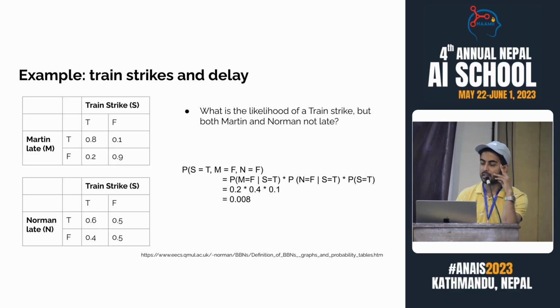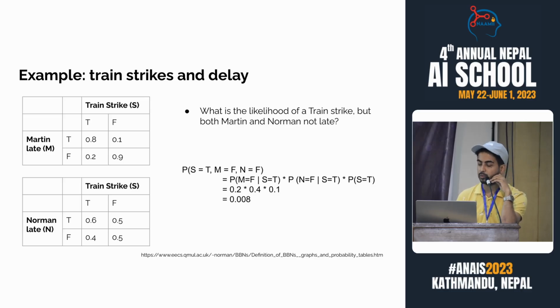The first question: what is the likelihood of a train strike but both Martin and Norman not late? So what is this probability? Now we have three different random variables. So we're using this idea of conditional independence here. We're saying Martin being late or not late and Norman being late or not late are independent. That's why we're multiplying this. But given that it's conditioned on the strike, right?